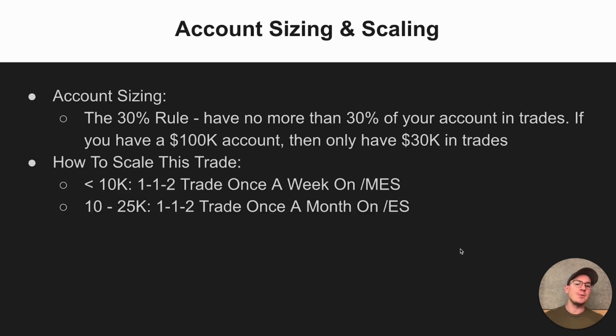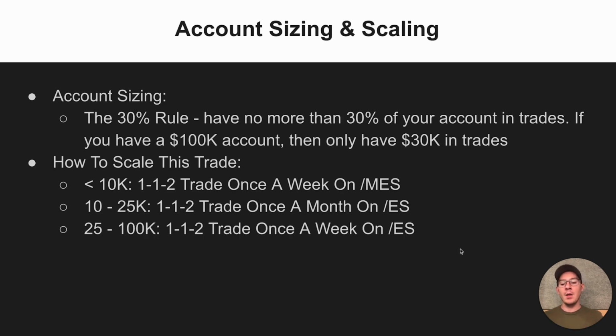If your account size is between $10,000 and $25,000, you can do the 1-1-2 trade once a month. So only one trade a month on ES. You get to go to something with a bit more volume that's going to be a bit more liquid, and it's a lot better to trade compared to MES, but you can only do it once a month due to your buying power restrictions. If you have an account that's $25,000 to $100,000, you'll do a 1-1-2 trade once a week on ES. So again, you can pick up the frequency a bit more.